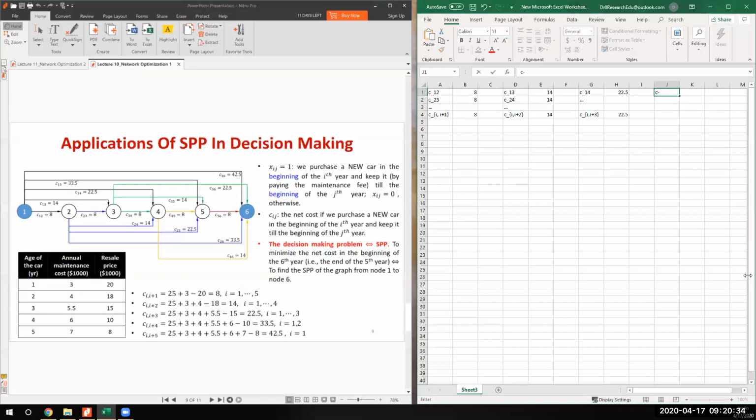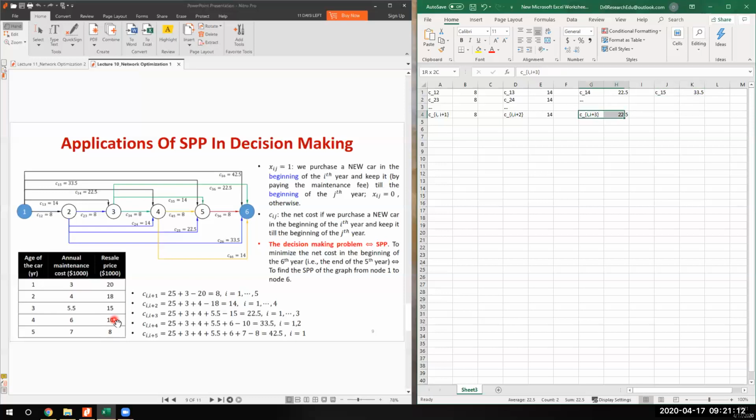Similarly, with C15, you purchase it in the beginning of the first year, plus the maintenance fee of the 4 years, because you're going to keep it for 4 years. You're going to sell it at the beginning of the 5th year. Then you're going to pay for all these maintenance fees, plus 3 plus 4. Oh, that's a lot indeed. Plus 5.5 plus 6. How much can you sell it for? You can sell at $10,000. Interesting. See what? This is already more than purchasing a new car.